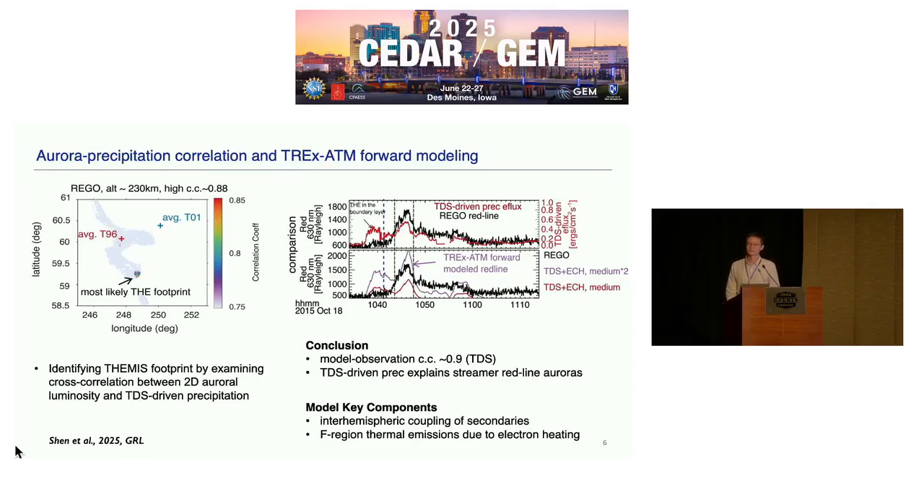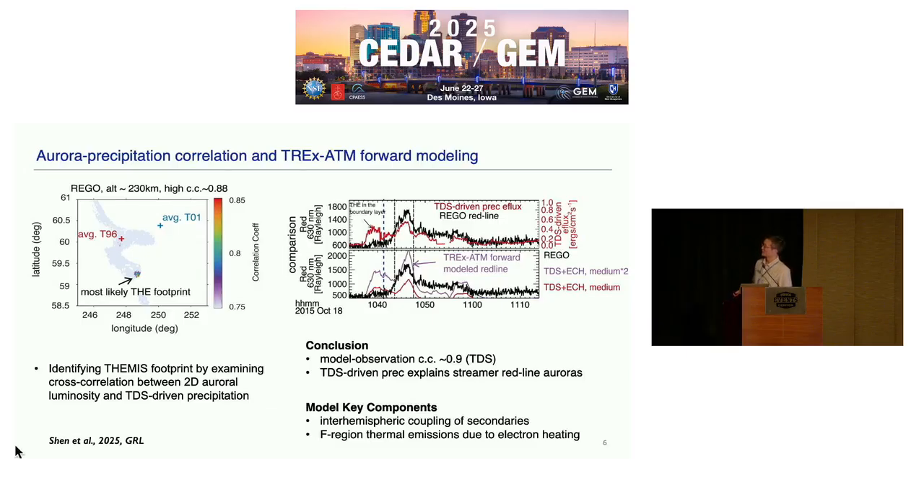Thanks for the really interesting talk. I think it's because I'm tired, but can you explain the plot where you're comparing the T-Rex ATM forward modeled red line and the data? Because on the y-axis I see Rayleighs, but on the top I see TDS-driven precipitated energy flux. So what is the data that you're comparing with the ATM model? Is it energy flux or is it the brightness in Rayleighs?